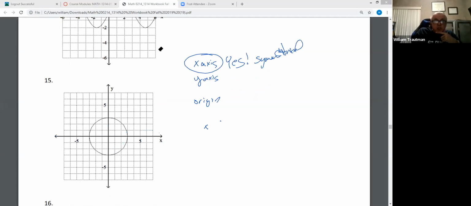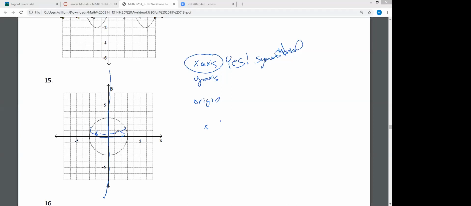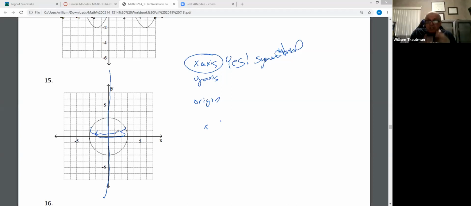So now I'm going to do the y-axis. If I fold the graph over to this side and this one over to that side, does it look the same? Yeah. If I fold it like a piece of paper, they touch each other. It's the same. So yes, it's symmetrical with the y-axis.